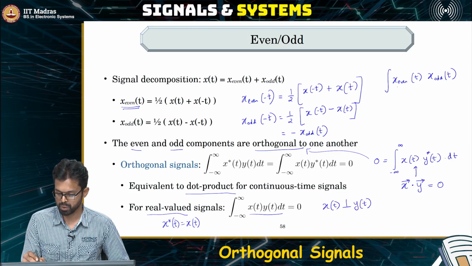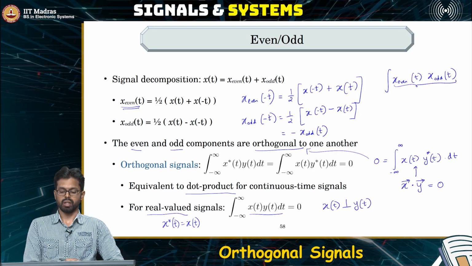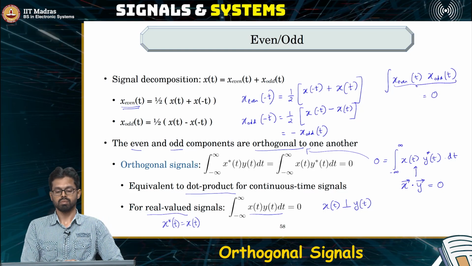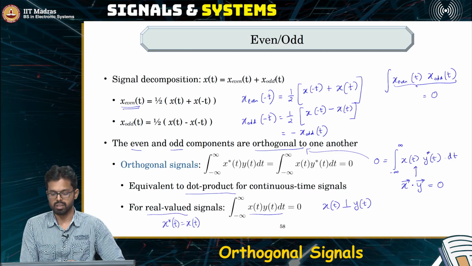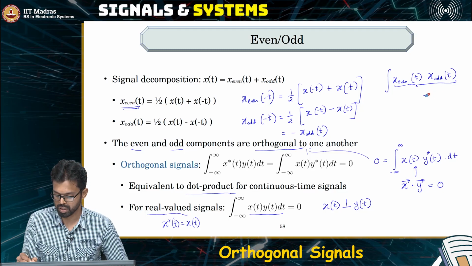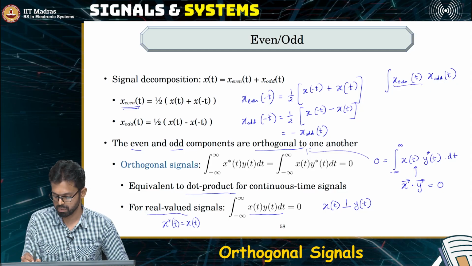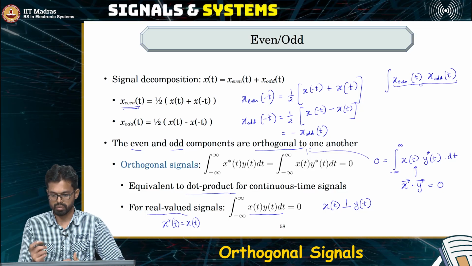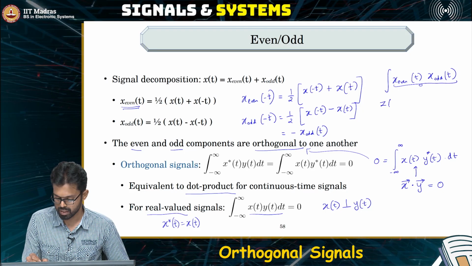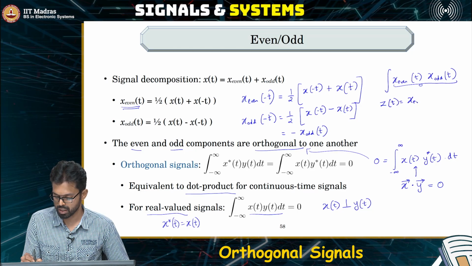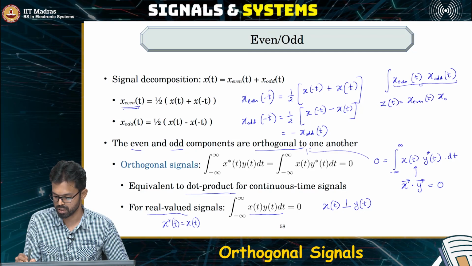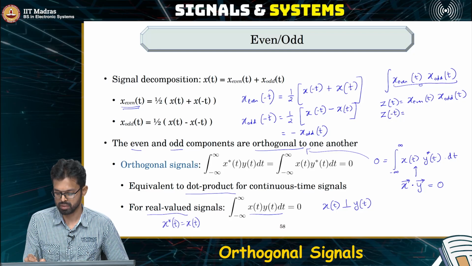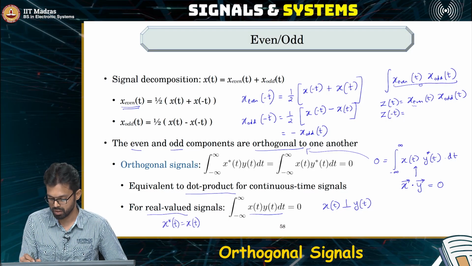So you compute this product, and this product will turn out to be 0. And why is this true? There is a simple reason. Let's first see if this product itself is even or odd. Let's say z of t is equal to x even of t times x odd of t. Now what is z of minus t? Replace minus t everywhere inside.